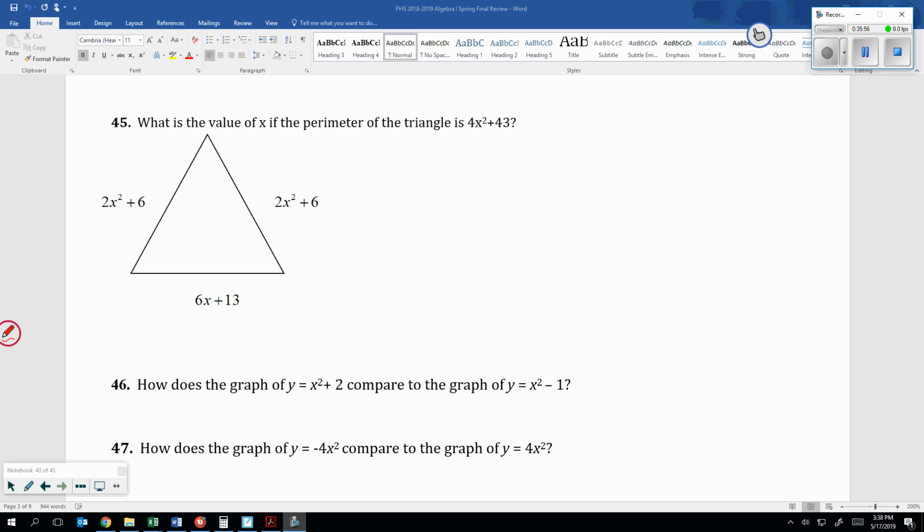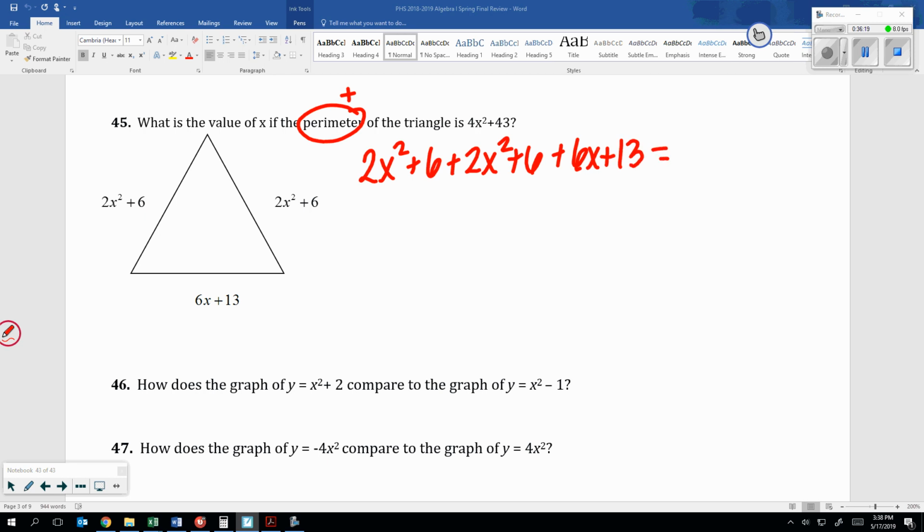Okay, 45, we've done one just like this. Again, this one's a little bit different, only the fact of the matter is x squared. So we're going to go through this. Remember, perimeter means we're adding. So we're going to add all these sides together: 2x squared plus 6 plus 2x squared plus 6 plus 6x plus 13. And it's saying that it equals 4x squared plus 43.